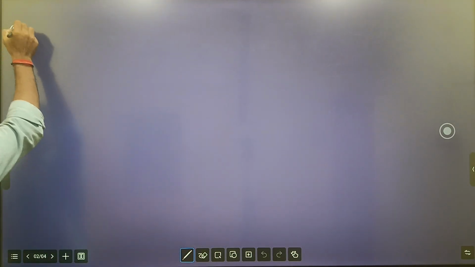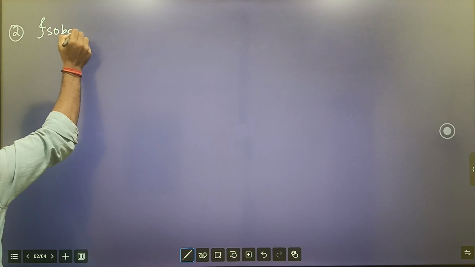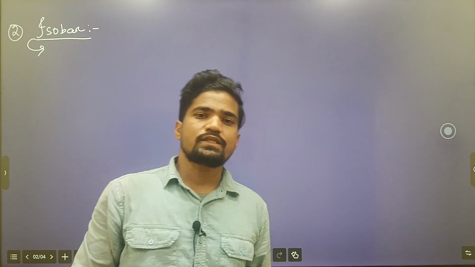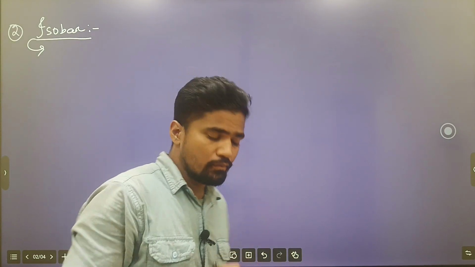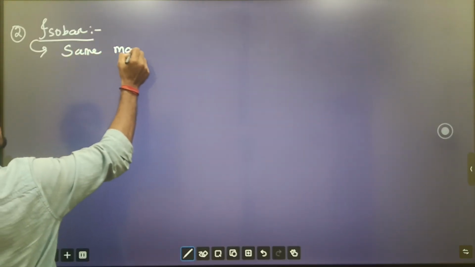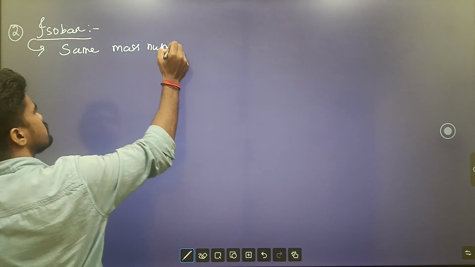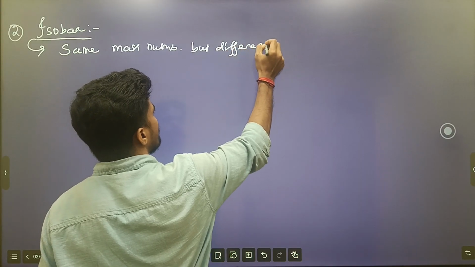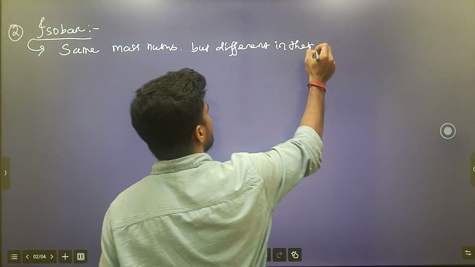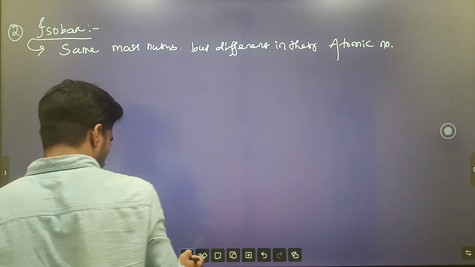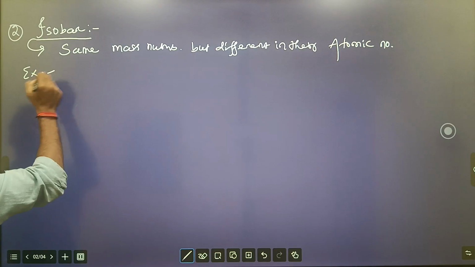Next, the second one: isobars. So what are isobars? Isobars are species which have the same atomic mass but different atomic numbers. That is, the same mass number but different atomic number. What is the example? Let's see.